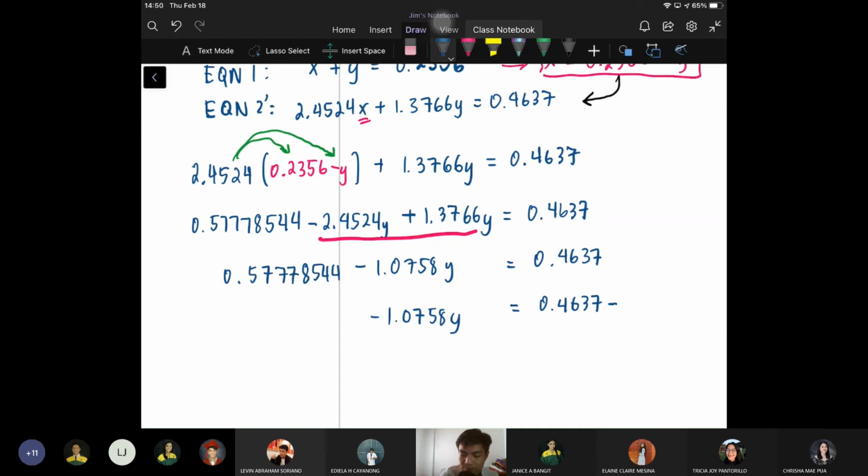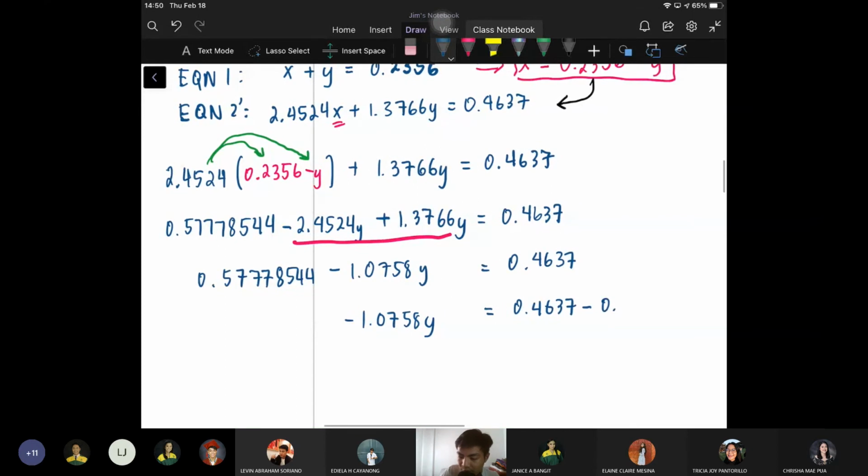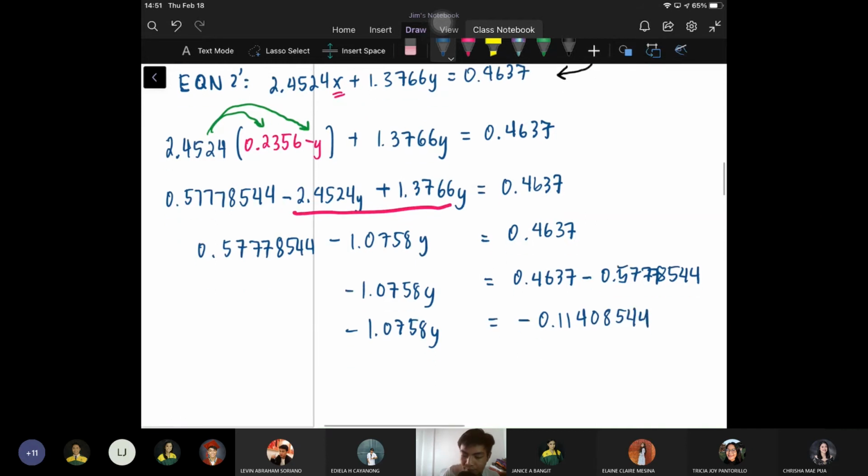0.4637 minus 0.57778544. Pag-subtract natin yung dalawang yan. Itong ginagawa ko, algebra na to ha. Walang chemistry na dito. 0.114085544. Okay, so yan. Nasa final part na tayo.